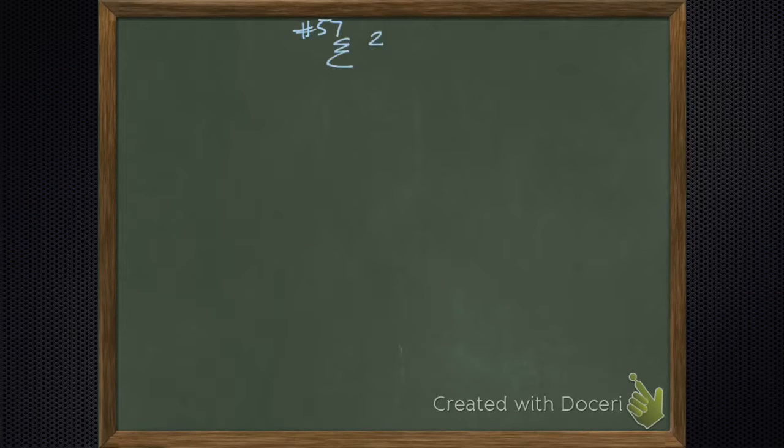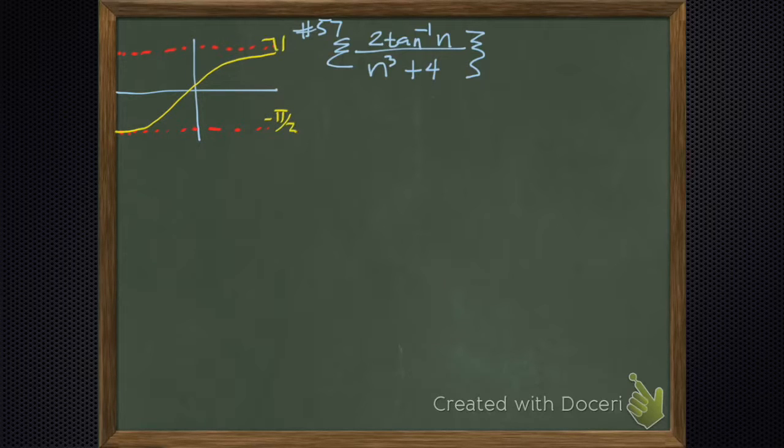The squeeze theorem. On what? We're trying to see where this limit of this sequence of 2 times the tangent inverse of n divided by n to the third plus 4 goes. So we need to bound that guy. We look at the inverse tangent of n. That's bound between minus pi over 2 and pi over 2.